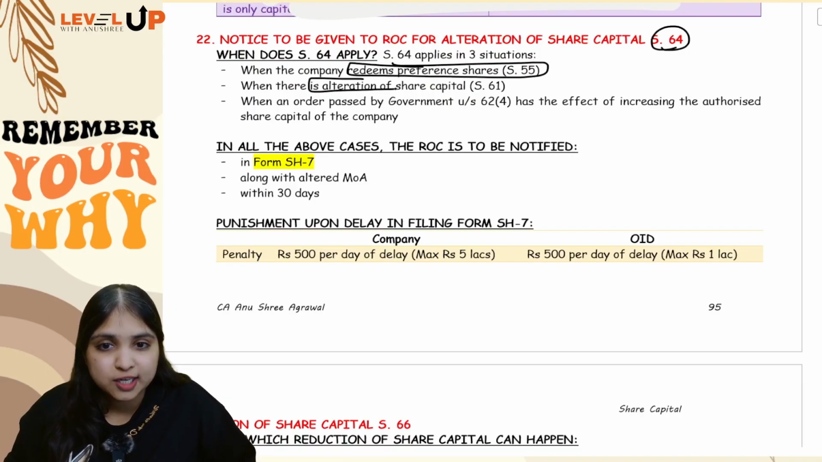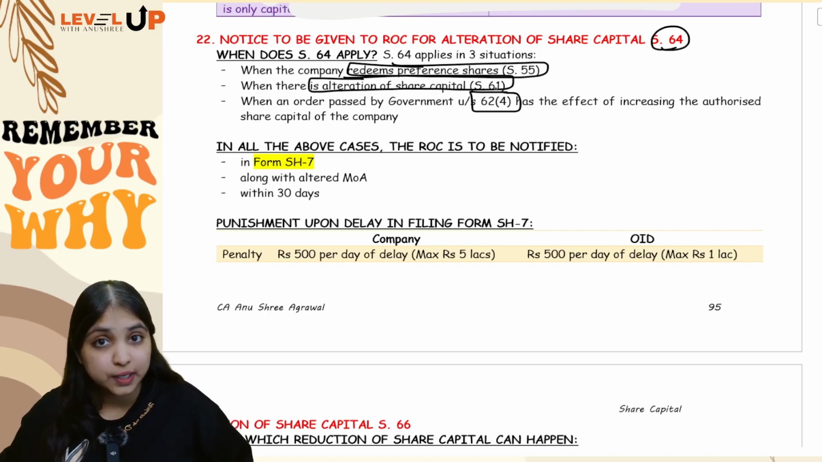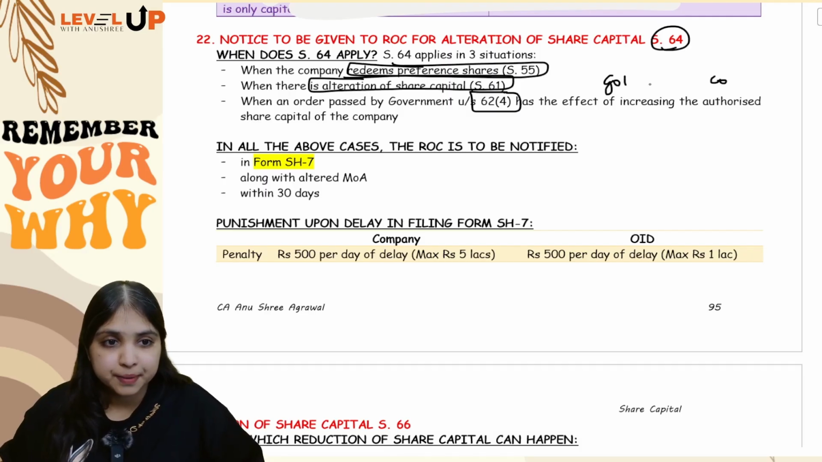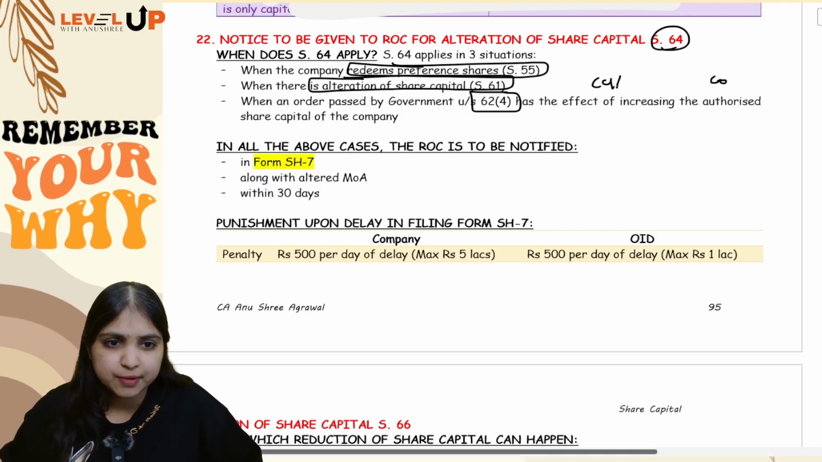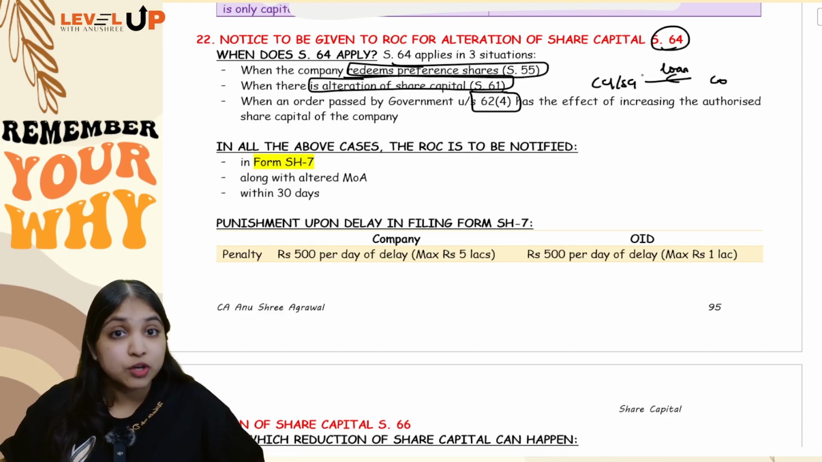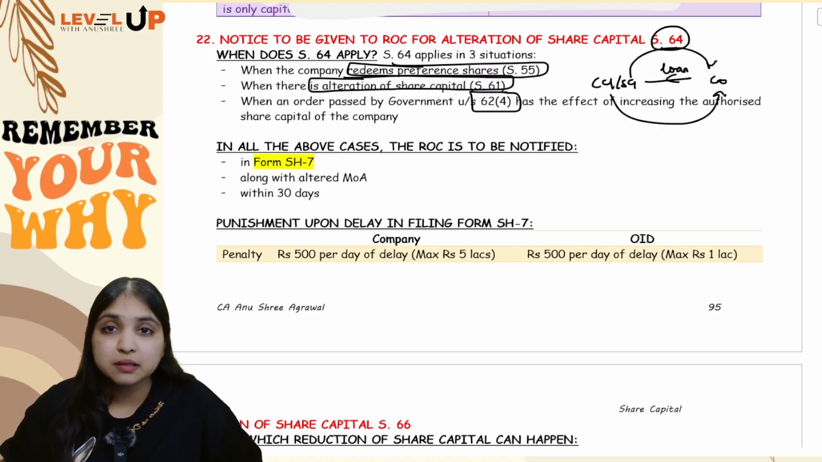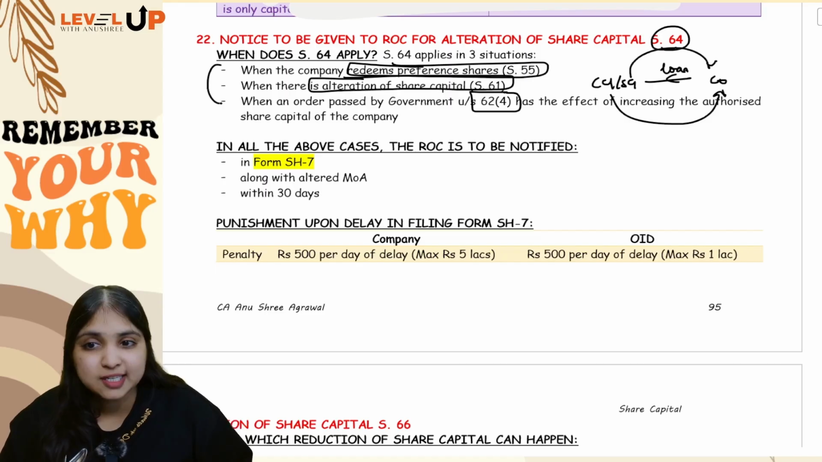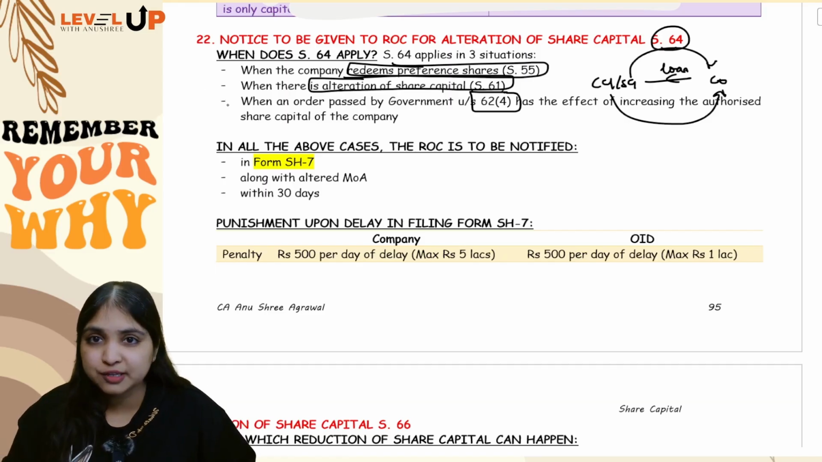Number 2, alteration of share capital. And number 3, section 62 subsection 4. Remember just now we learnt Government of India, company. Government of India can be central government or state government, and the company owes a loan to the government. The company is unable to repay. So in public interest, the government is converting this loan into equity shares and becoming a shareholder of the company. So three situations we're talking about, guys: redemption of preference shares, alteration of capital, and 62 subsection 4.